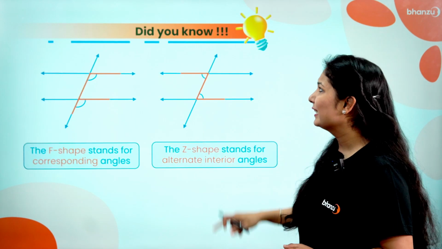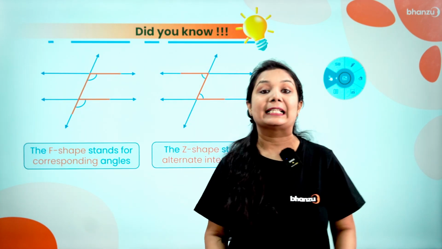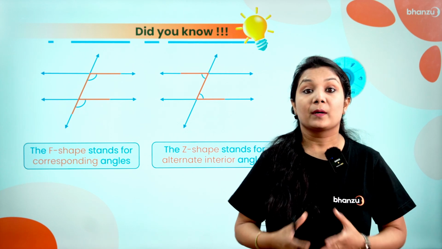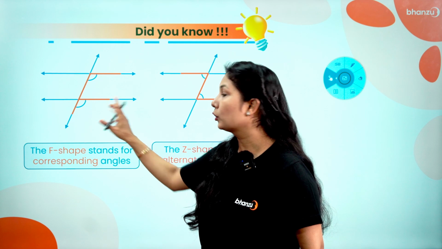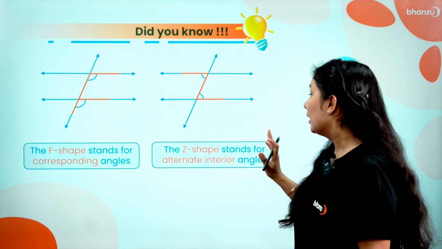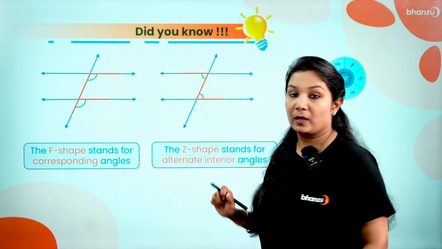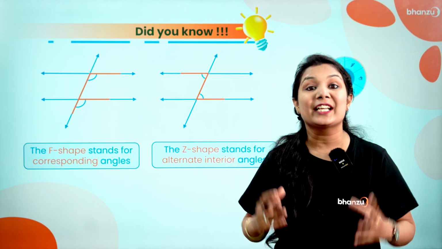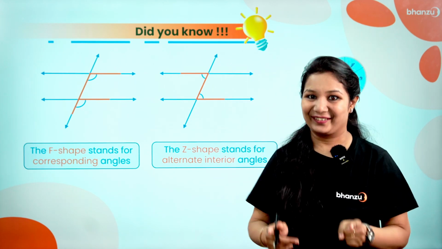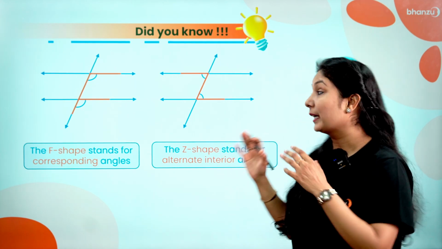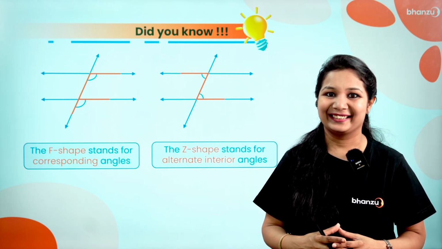So let's move ahead and see that whenever we have corresponding angles, the shape formed by the transversal looks like an F shape, right? You can see this orange part over here. And whenever we have alternate interior angles, they will form the Z shape. Why? Because they are on different sides of the transversal, but they are in the interior part of it, right? So everybody make a note of it. These are amazing facts which you will not find elsewhere.